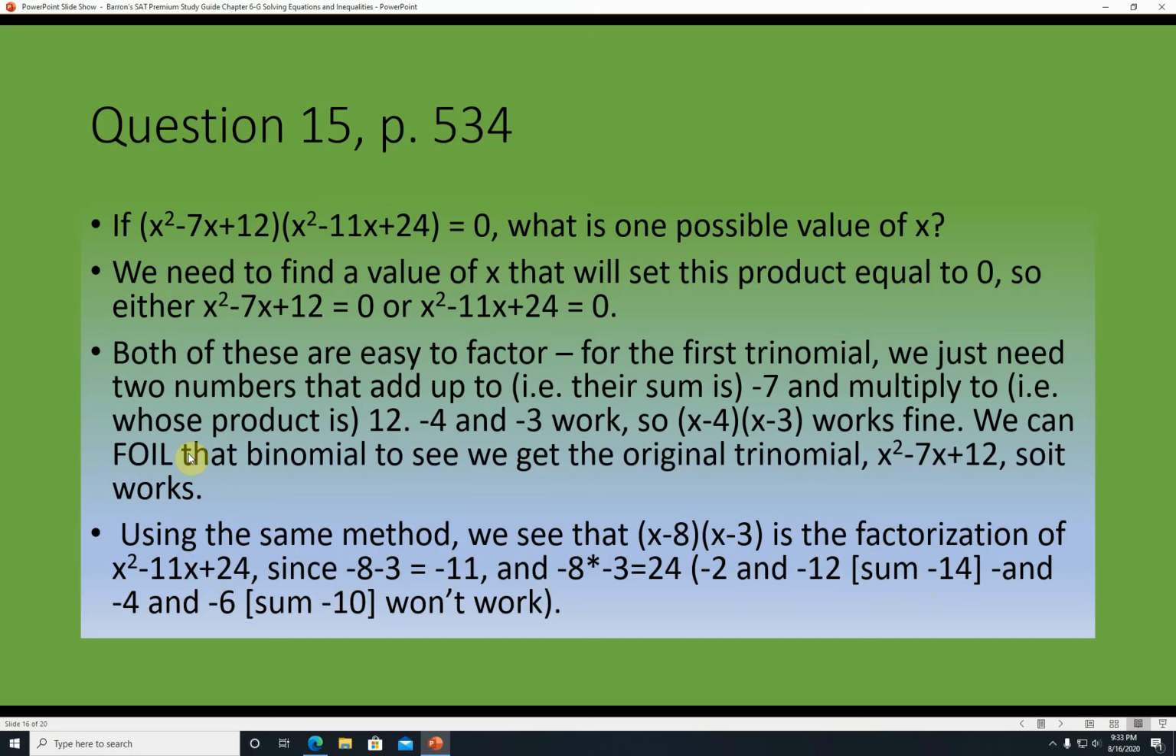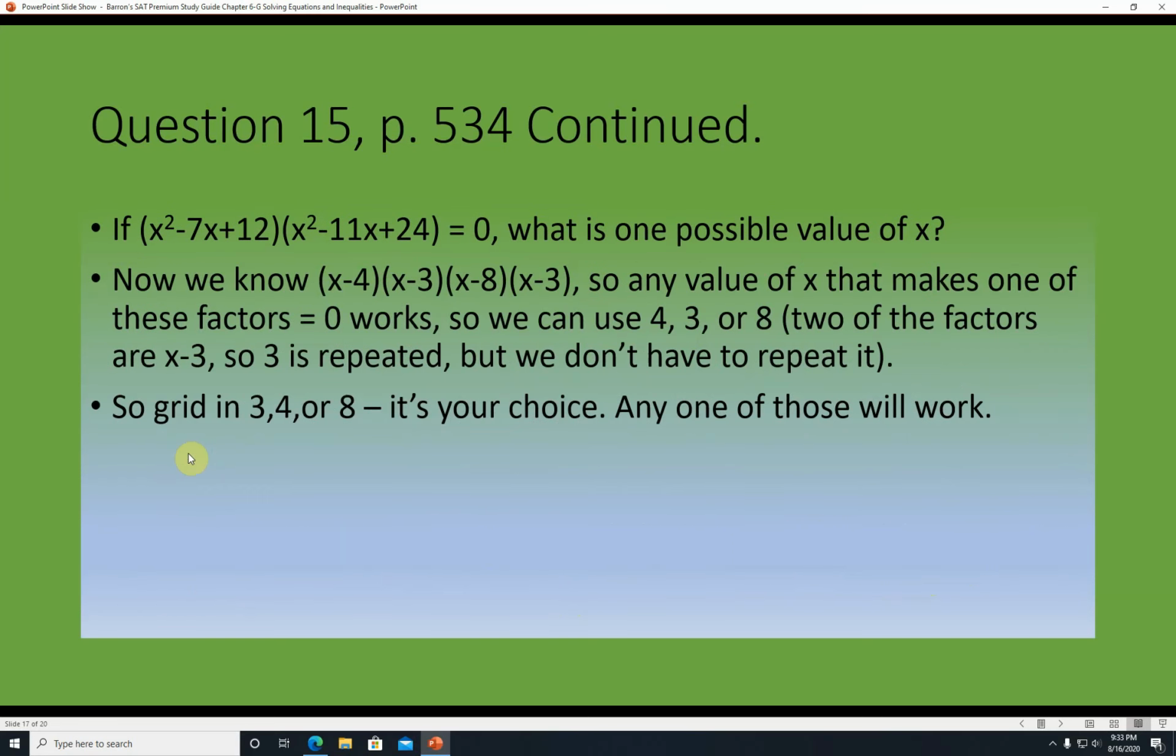So then we go on to the next page. So we have x squared. Okay, we're just repeating the question here. So we know that x minus 4 times x minus 3 times x minus 8 times x minus 3 are all the factors. So x squared minus 7x plus 12 is x minus 4 times x minus 3. X squared minus 11x plus 24 is x minus 8 times x minus 3. So any value of x that makes one of these factors equal to 0 works.